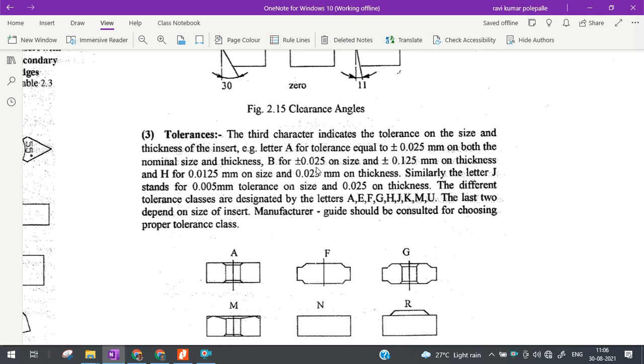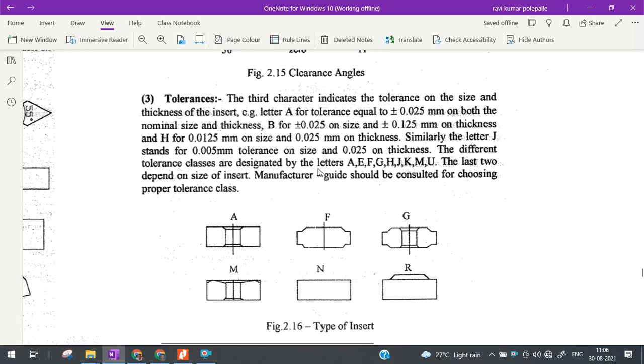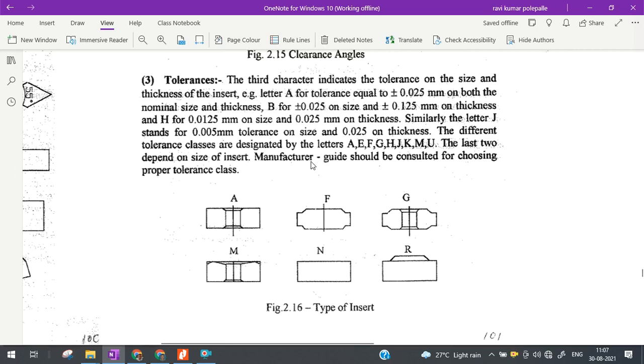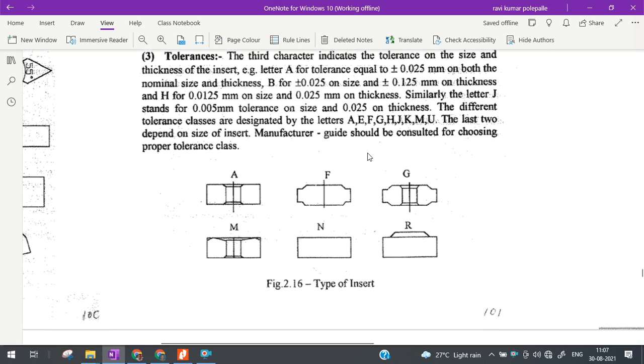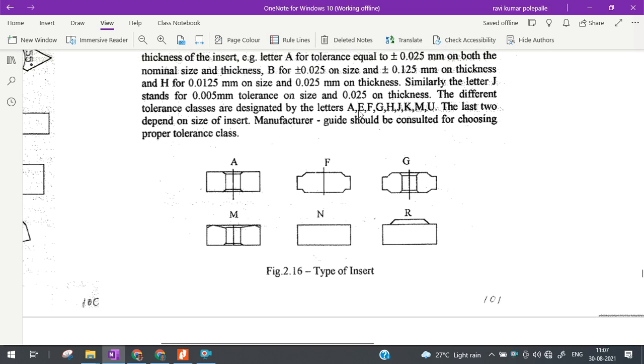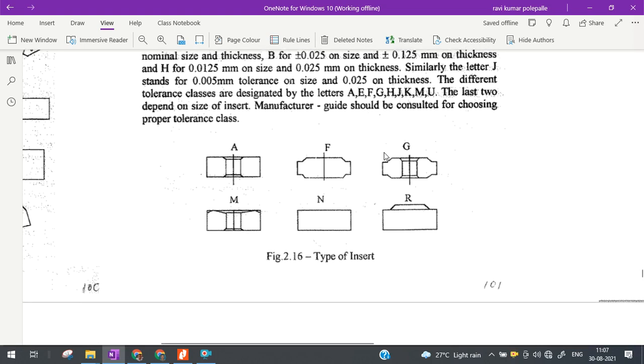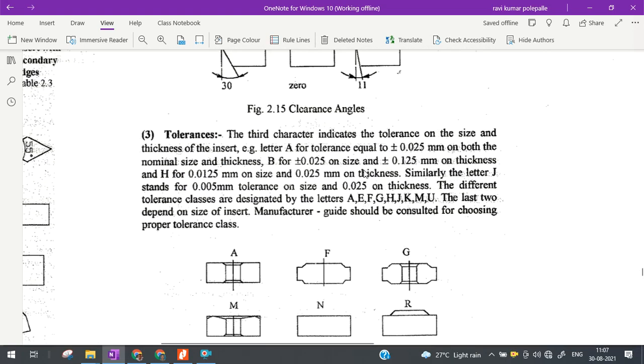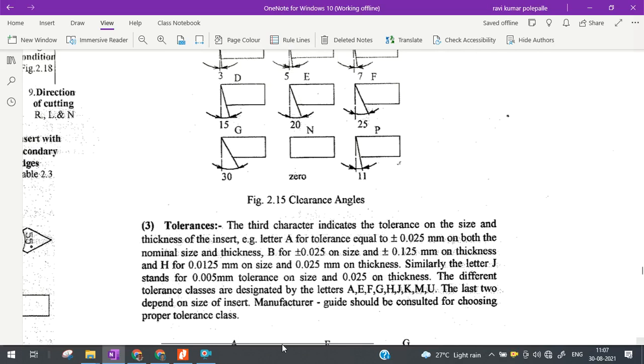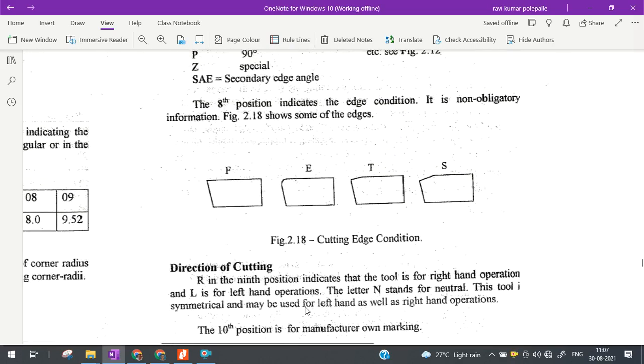So we have different amounts of tolerance for the thickness, so that the manufacturer should be careful enough to manufacture to the required thickness. So a tolerance of 0.005 on one side, both sides are 0.125 or 0.005, right? Each of them may be represented with A, E, F, G, H, and so on, right? So generally the manufacturer information is going to be followed in this case.